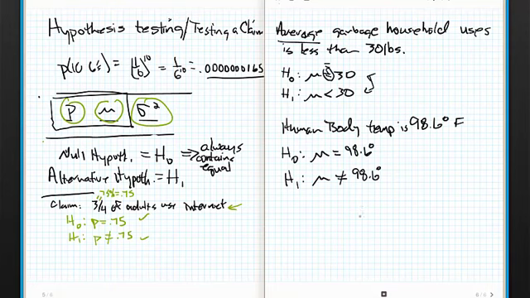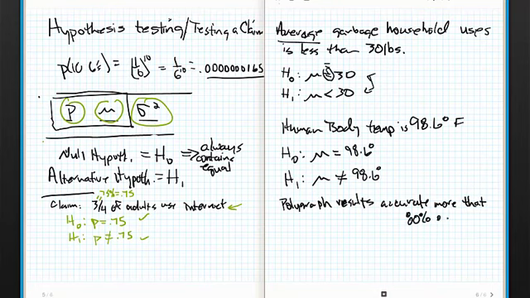All right, let me give you one more. How about this? Polygraph results are correct more than 80% of the time. Polygraph, so you know, lie detector tests, right? Polygraph results are accurate more than, now hopefully your spidey sense is starting to tingle here, more than 80% of the time.